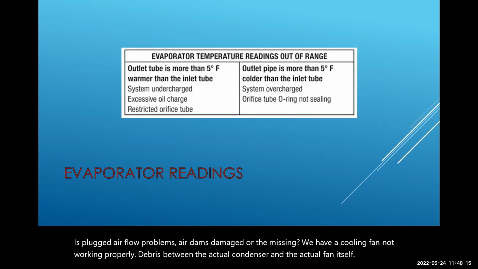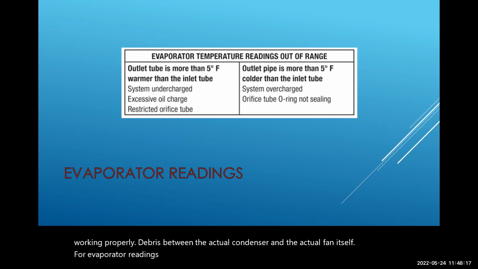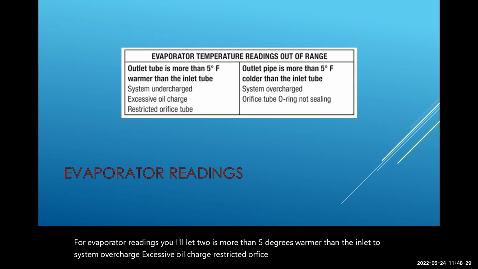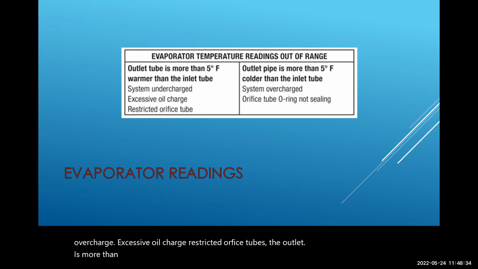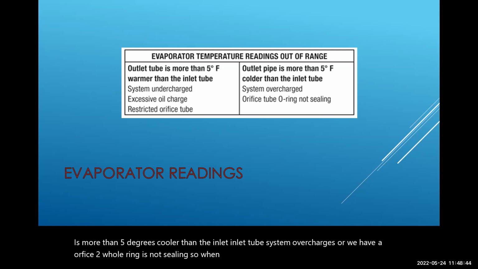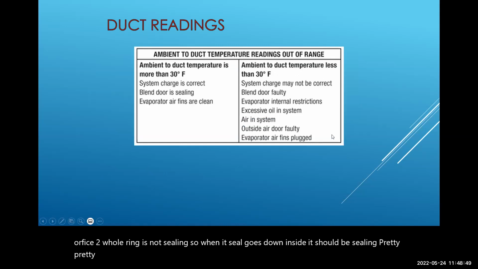For evaporator readings, if the outlet tube is more than 5 degrees warmer than the inlet tube: system overcharge, excessive oil charge, restricted orifice tube. If the outlet pipe is more than 5 degrees cooler than the inlet tube: system overcharge, or the orifice tube O-ring is not sealing. When it goes down inside, it should be sealing pretty closely.